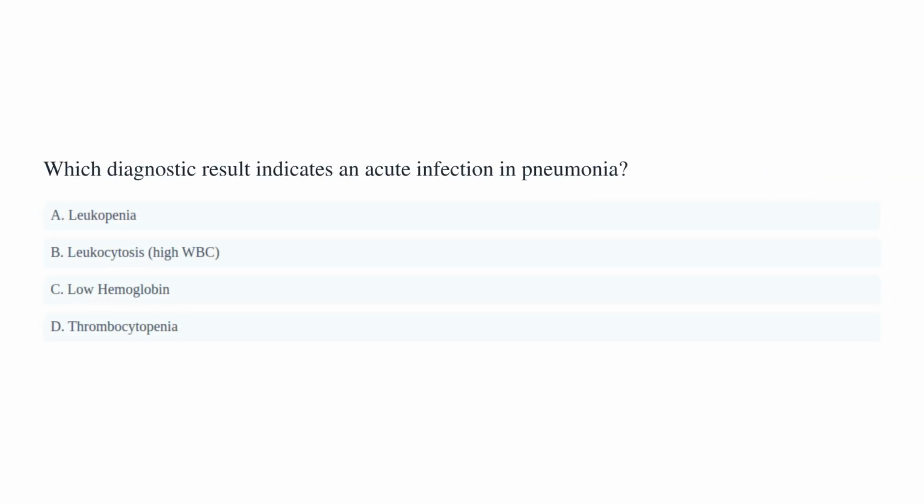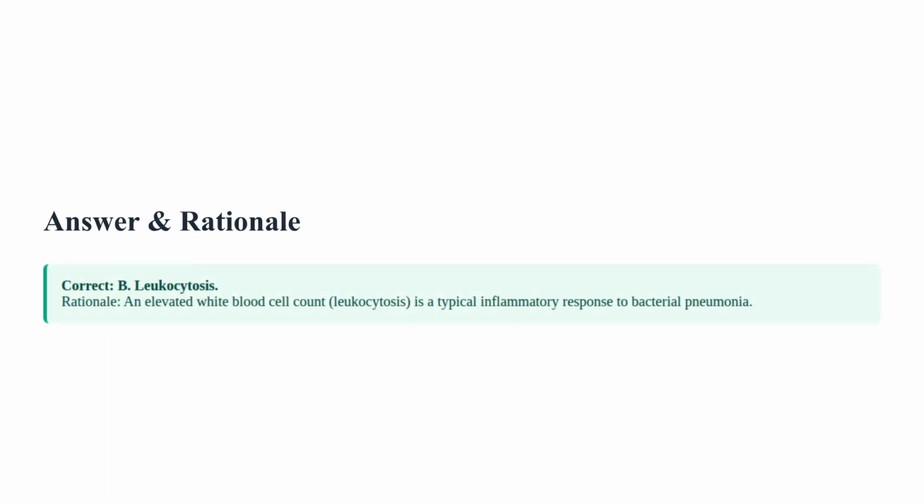Which diagnostic result indicates an acute infection in pneumonia? The correct option is B, elevated white blood cell count or leukocytosis. This is a common sign of a bacterial infection, like pneumonia.